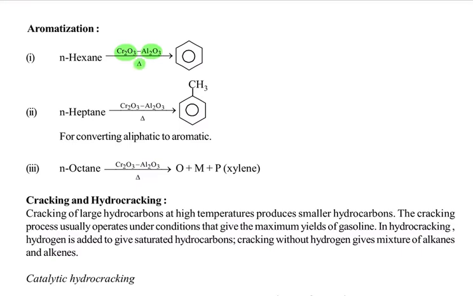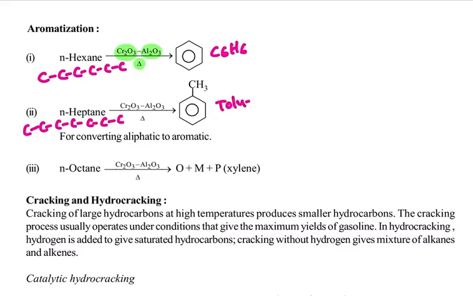N-hexane is converted to benzene. N-hexane means 6 carbons. When that n-hexane undergoes aromatization with chromium trioxide, aluminum oxide, and heat, we get benzene, C6H6. N-heptane means 7 carbons. When these 7 carbons undergo aromatization, we get toluene. Here we got benzene, and in the second case toluene.